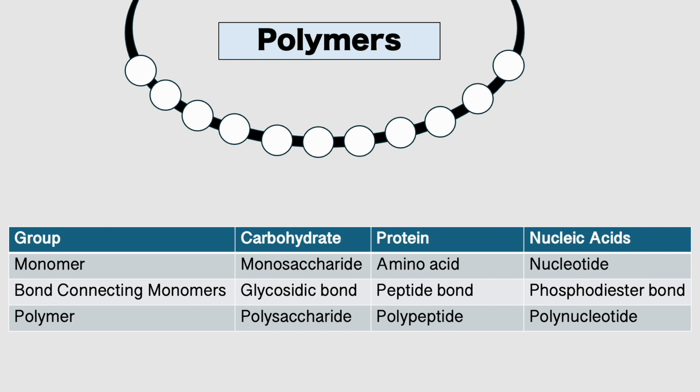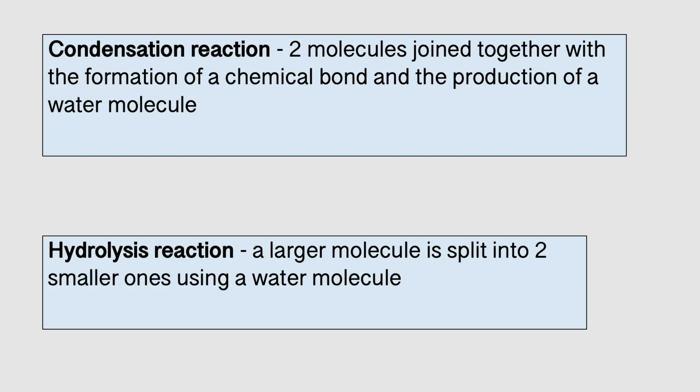We'll get onto lipids later because they're a unique polymer in that it's not one repeating monomer, it's a combination of different monomers. For triglycerides, for example, which are a type of lipid, the monomers are both fatty acids and glycerol. To make monomers into polymers, we use condensation reactions, in which two molecules are joined together with the formation of a chemical bond and the production of a water molecule. To break down polymers into monomers, we use a hydrolysis reaction, in which a molecule is split into two smaller ones using a water molecule.